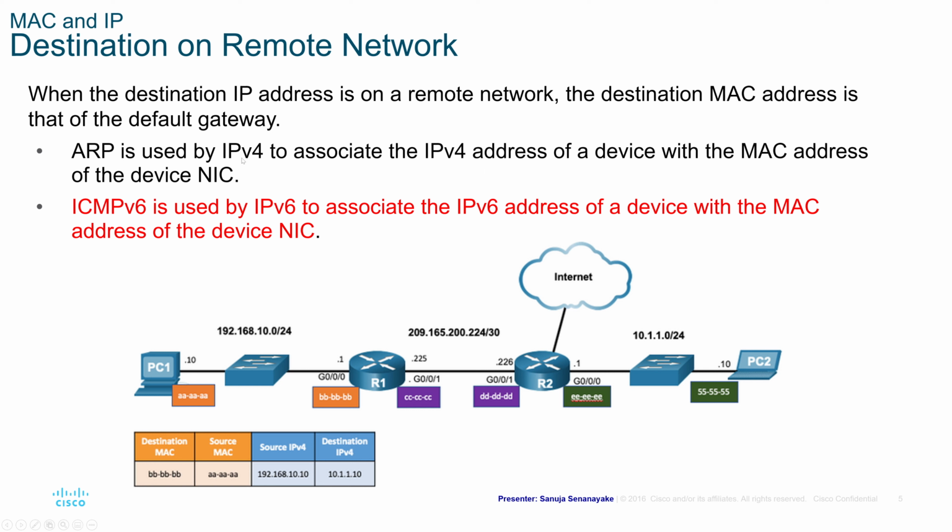So remember, in IPv4, the process is ARP, which is used for the association of the MAC address to the network interface card, while in IPv6, ICMPv6 is the process that is used to associate the MAC address to the network interface card.